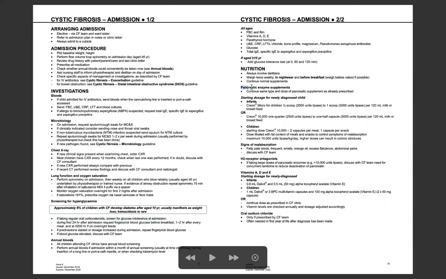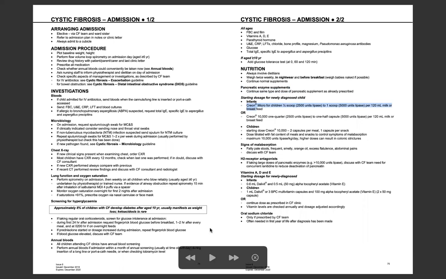If he is a new case like ours and gets diagnosed, you should start all these things, pancreatic enzyme supplements. So, the starting dose for newly diagnosed, I think there is no need to remember the doses. We should just know that we should start the pancreatic supplements, which go by the name Creon. For the dose, I don't think they will ask. The children's starting dose they have given here, you can go through.